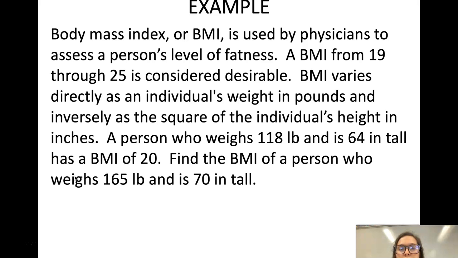All right, that concludes your notes. So the moral of the story is find that word varies, put whatever is in front on the left side of your equal sign, then put a K. If it says directly, we're going to do a K times. If it says inversely, we're going to do a K divided. All right, that concludes your notes.